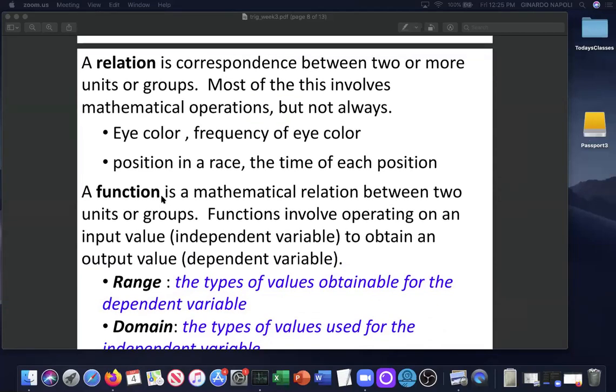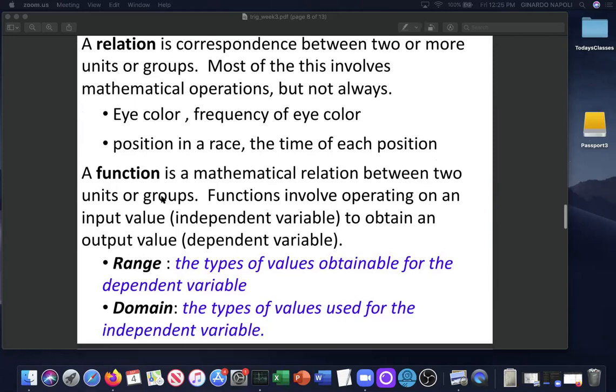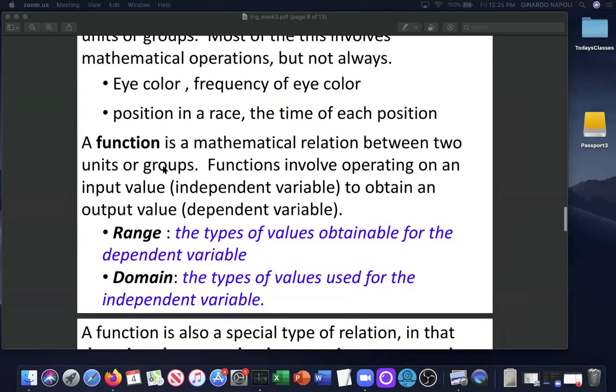Now, the word function is thrown around a lot. The technical meaning of function mathematically is a relation where every input produces one and only one output. So whatever operations you're doing on the input values are always consistently producing exactly the same unique output. All right? So we want functions to be consistent. Every input produces only one output.